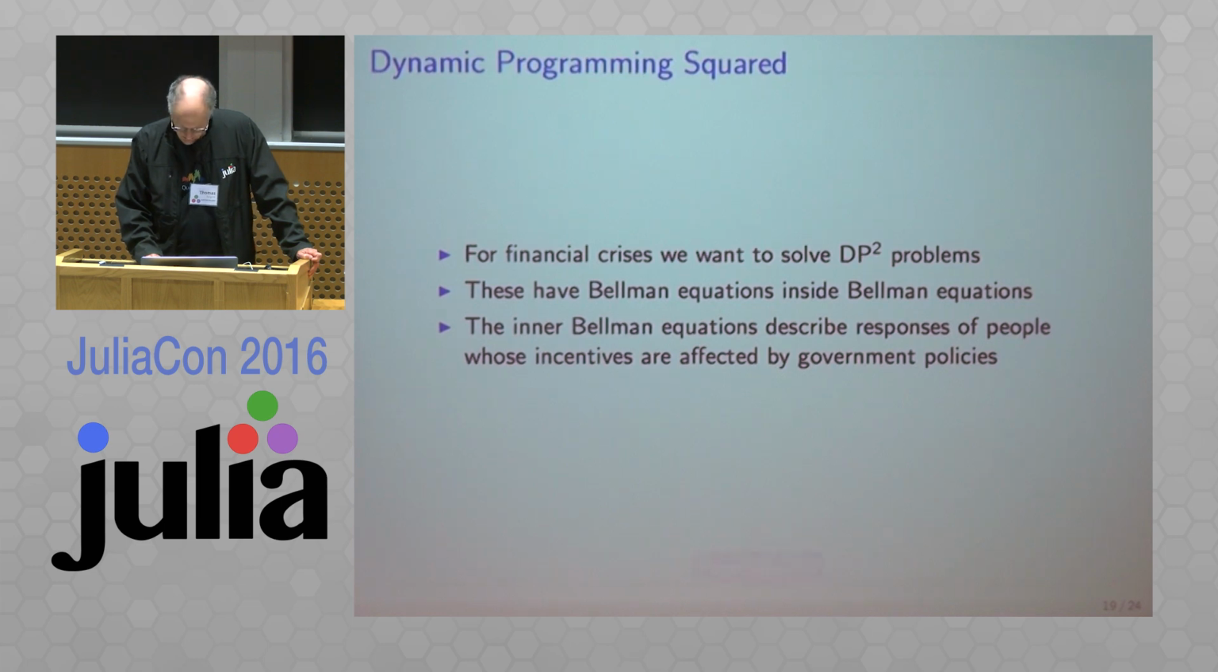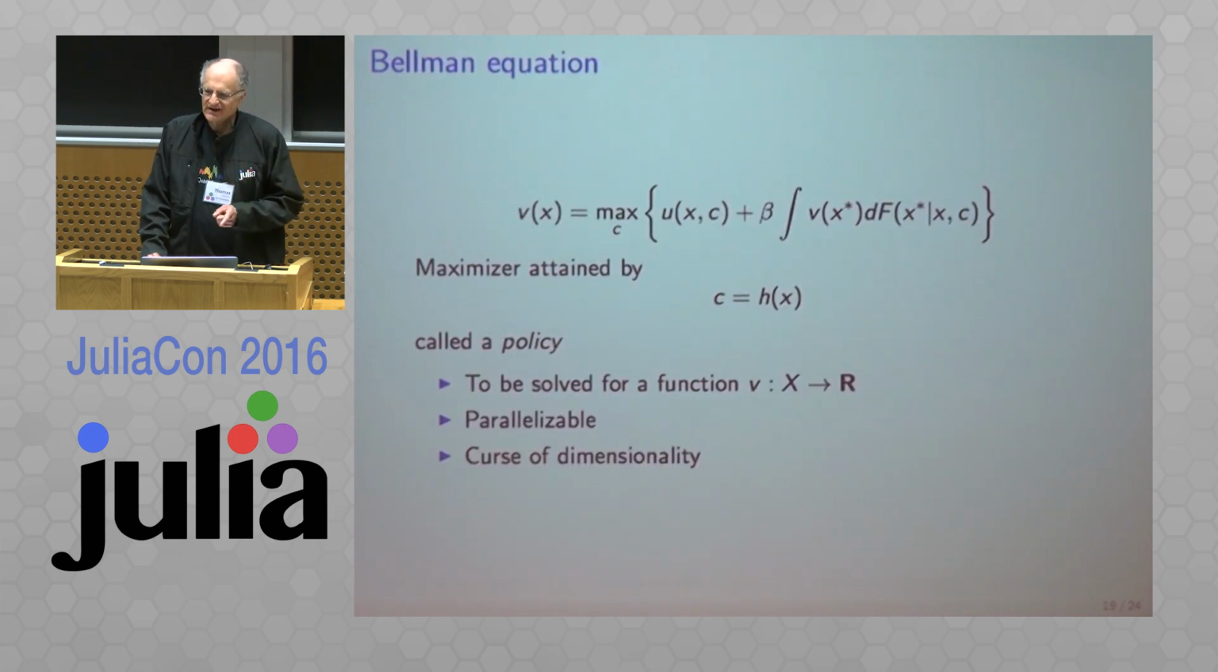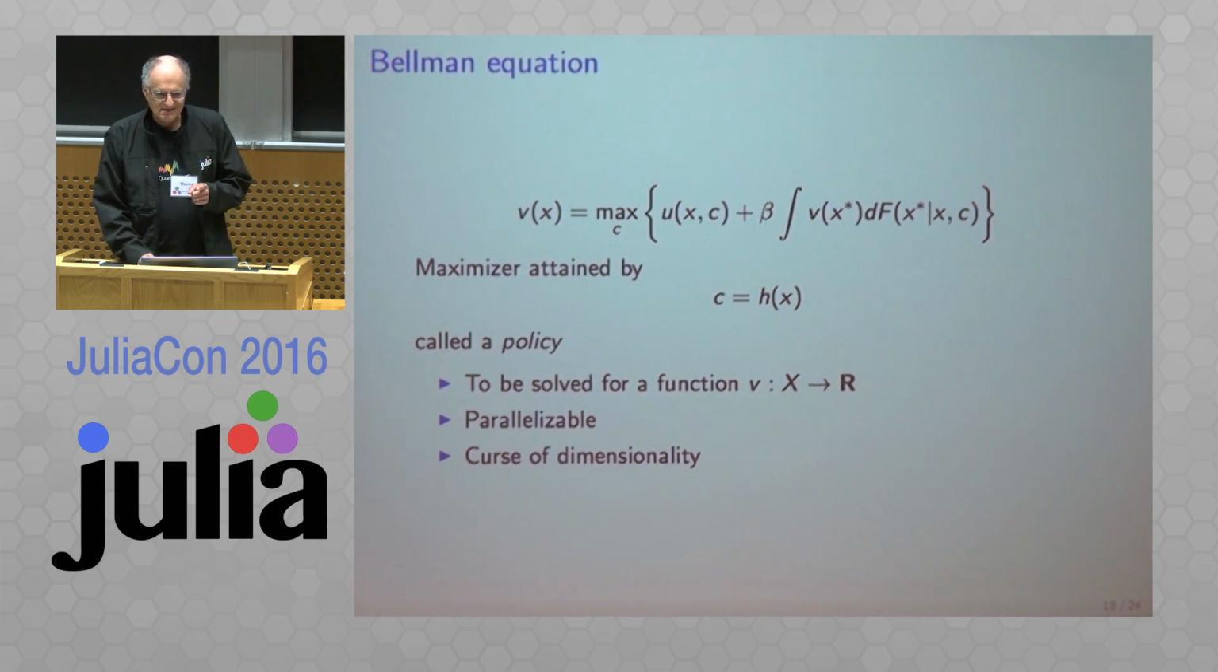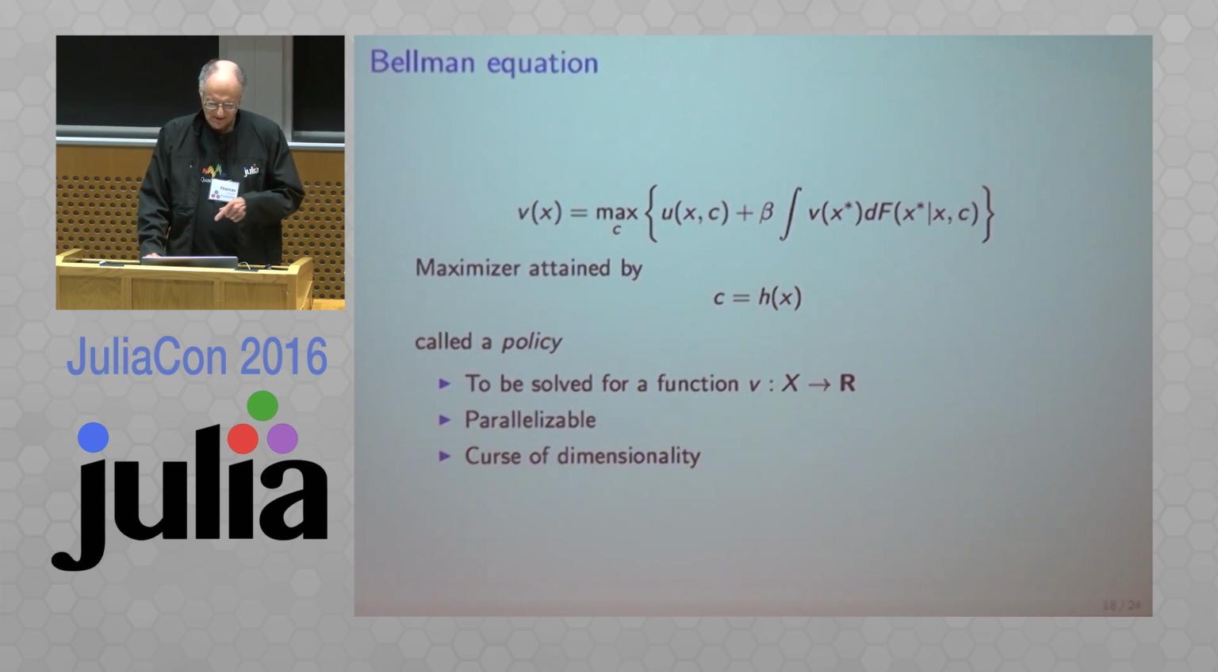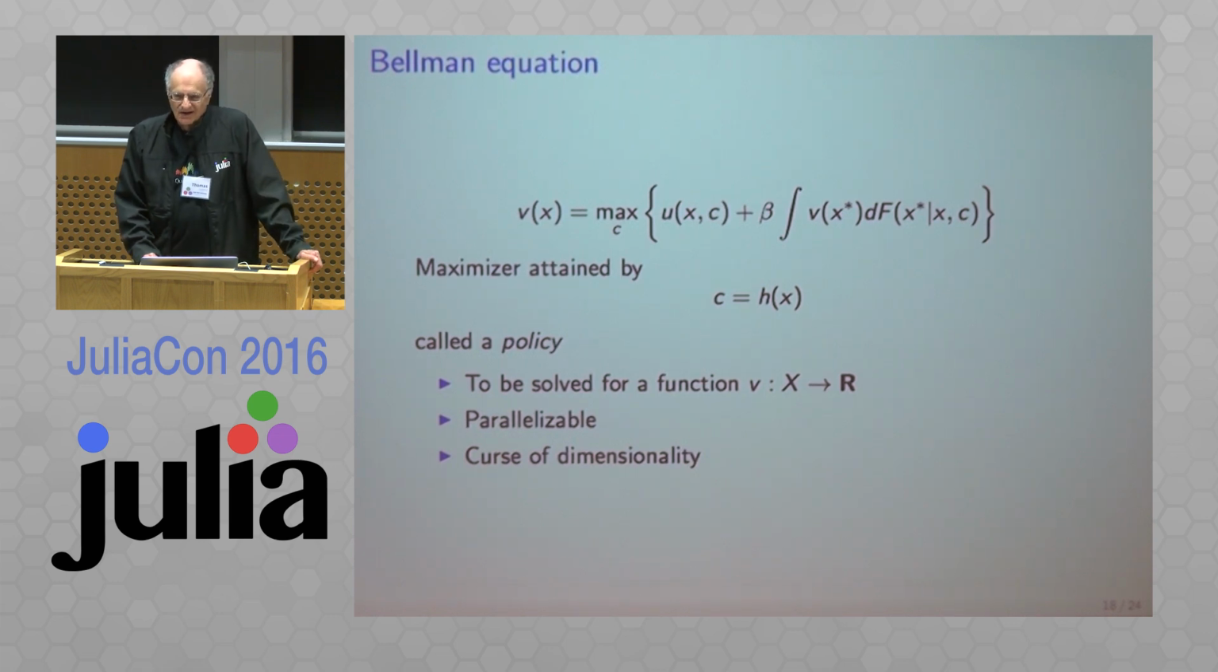Okay, so now I'm going to show you, so that's a so-called single agent problem. So that's 1970s, 1980s breakthrough in macro and micro and game theory. Okay, so now I'm going to show you the 2000s breakthrough. It's going to be dynamic programming squared. So what's dynamic programming squared?